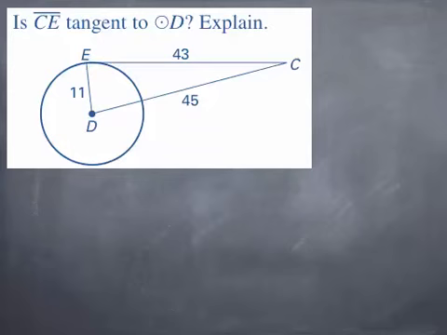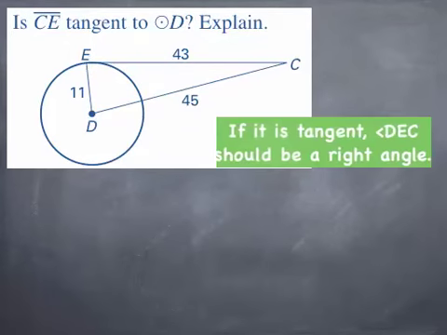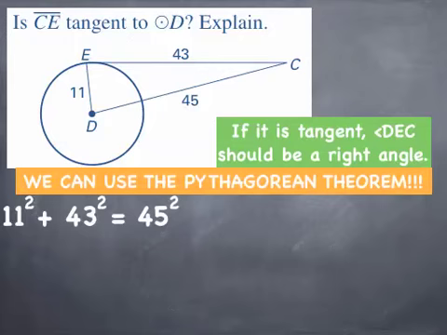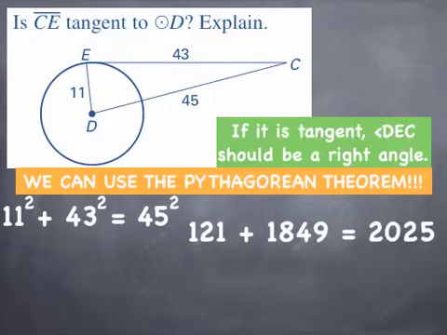So what I can do is I can set it up, and I can say, we're going to use the Pythagorean theorem. I can say 11 squared plus 43 squared equals 45 squared. Technically, we don't know that it's equal right now. That's what we're trying to figure out. We can say 11 squared is 121. 43 squared is 1,849. When we add them together, they do not equal 2,025, which is 45 squared.